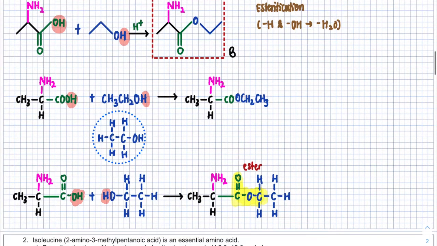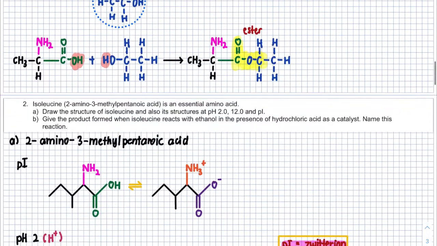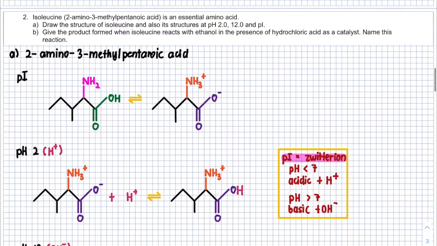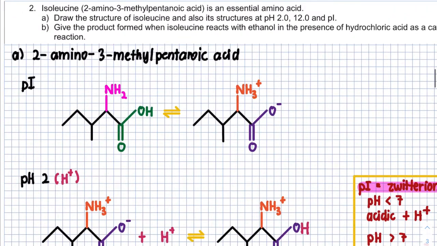Okay, next is question number 2. So dia bagi dekat kita sini, it mentioned that isoleucine 2-amino 3-methyl pentanoic acid is an essential amino acid. Okay, draw the structure, okay, and also its structure at pH 2, 12 and pi. Okay, so before anything, what we're going to draw is actually based on the naming itself. Dia ada pentanoic acid. So we have 1, 2, 3, 4, 5.